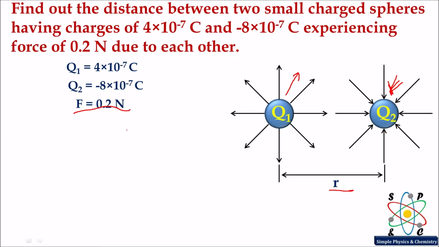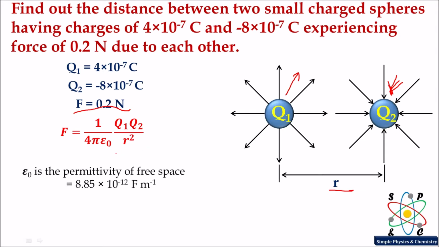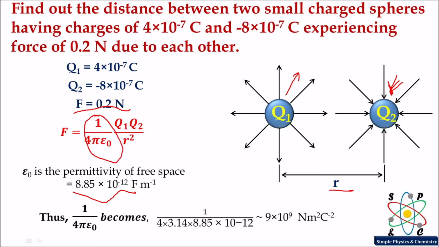To find the solution, we will consider the equation of force acting between two charged particles, which comes from Coulomb's law: F is equal to 1/4πε0 q1 q2 by r square. Here epsilon 0 is the permittivity of free space, which has this value, and for simplicity we will first calculate this part, which comes around 9 × 10⁹ Newton meter square per Coulomb square. Now we'll go to the final calculation.